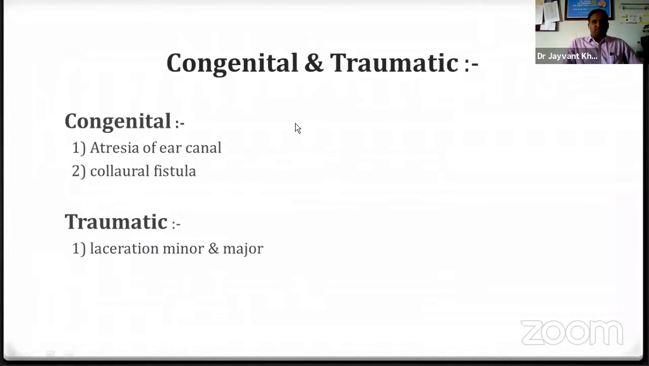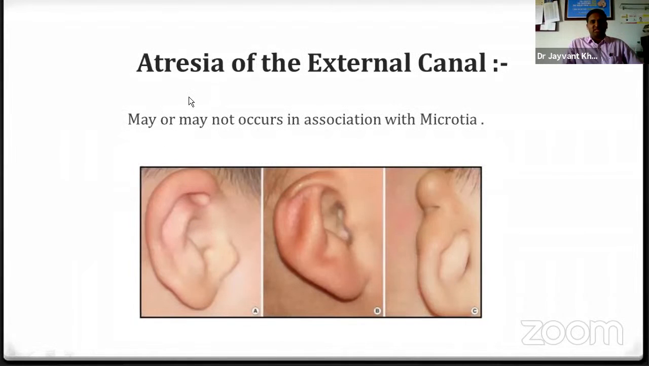Congenital and traumatic. Congenitally, there is atresia of the ear canal or colaural fistula. Traumatic: laceration, minor and major. You can see in this picture atresia of the external canal, which may or may not occur in association with microtia. You can see in this picture atresia of the external canal.